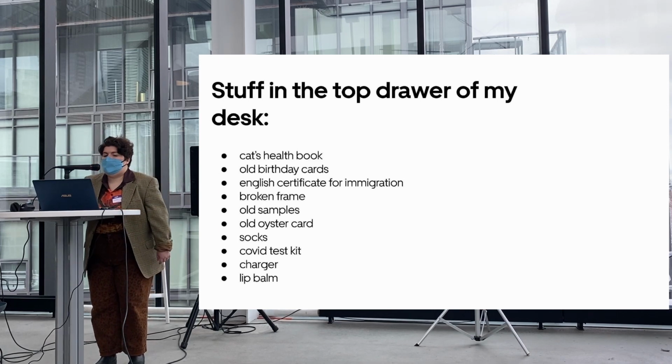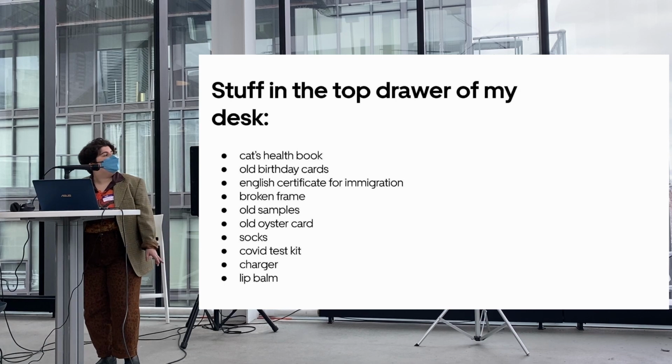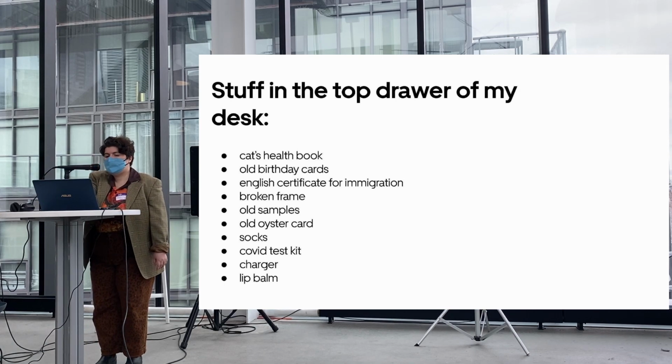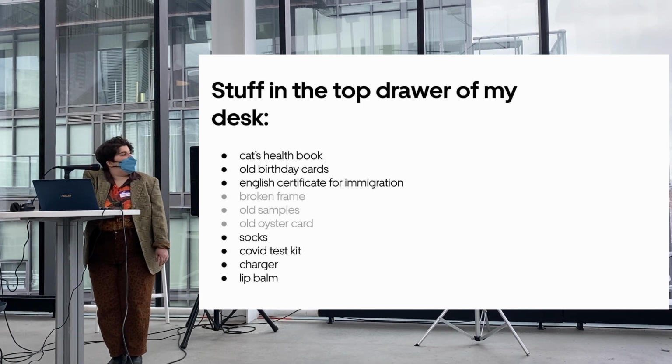So I was like, okay, let me set out creating an IA for this drawer. So off the bat, I got rid of these three things. The broken frame, maybe I had hopes of fixing it. Old samples, not going to use them. The travel card, they've changed the system. I'm never ever going to use that card. And then these are the things that were left.